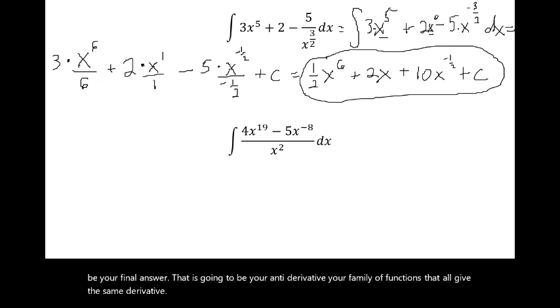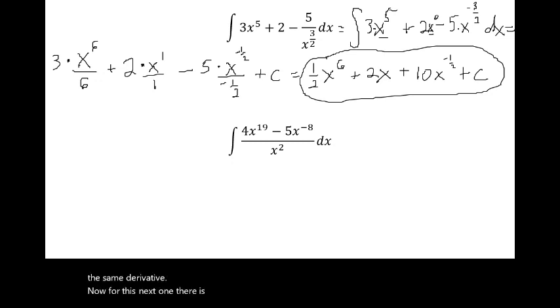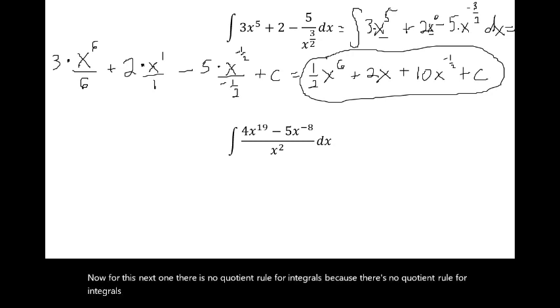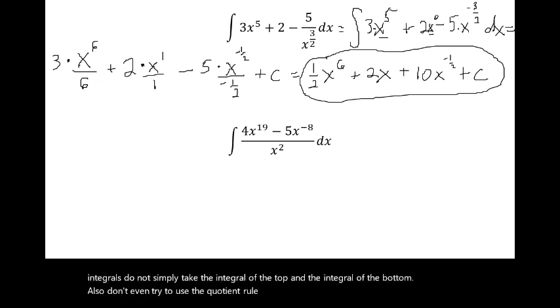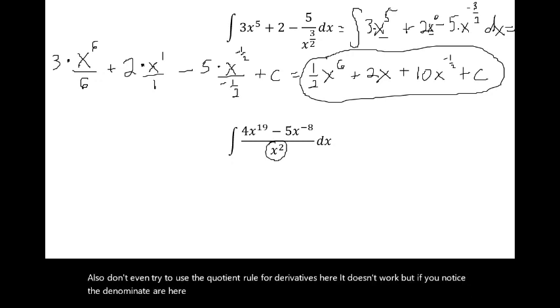Now for this next one, there is no quotient rule for integrals. Because there's no quotient rule for integrals, do not simply take the integral of the top and the integral of the bottom. Also, don't even try to use the quotient rule for derivatives here. It doesn't work. But if you notice, the denominator here only contains one single term.